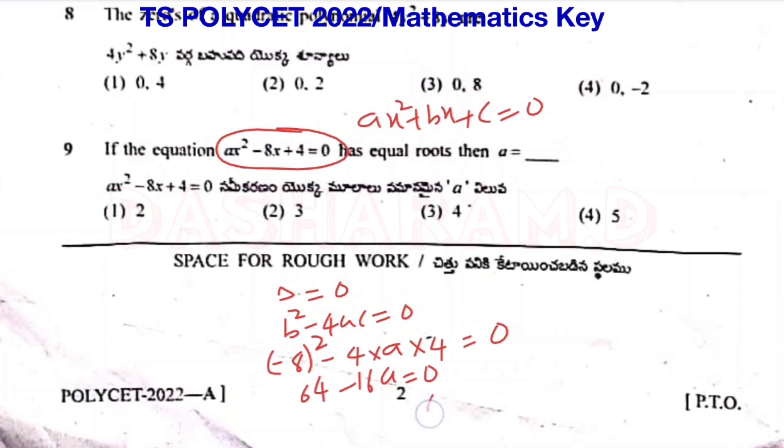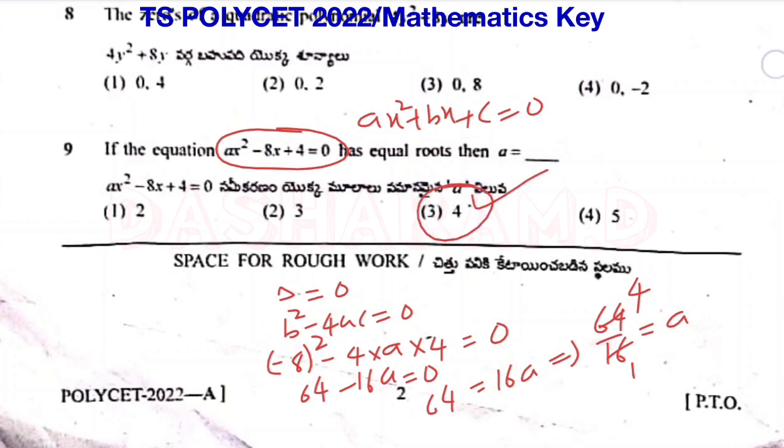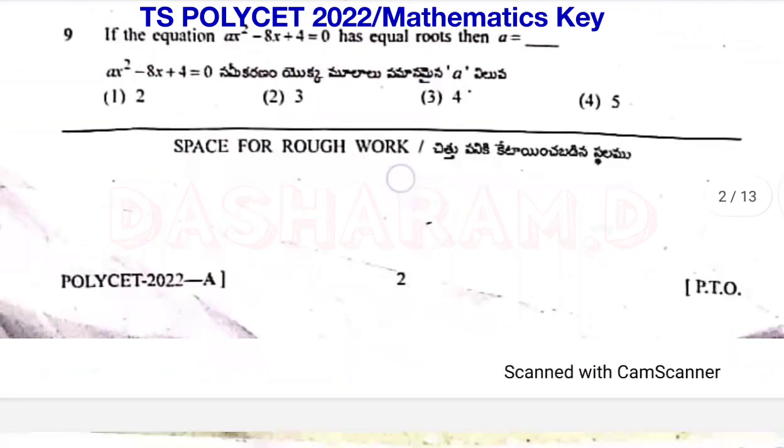So 64 equals 16a, and 64 divided by 16 equals a. 16 ones are 16, 16 fours are 64, so the a value is 4. Option 3 is correct. Next, question number 10.